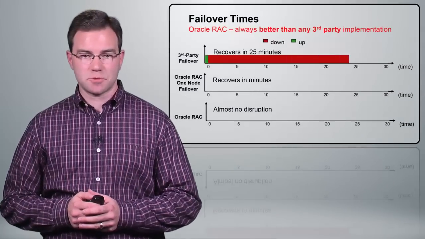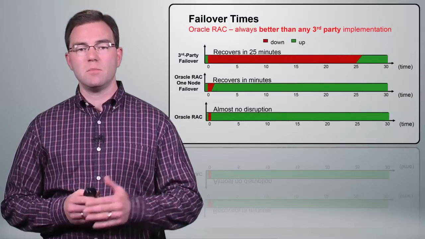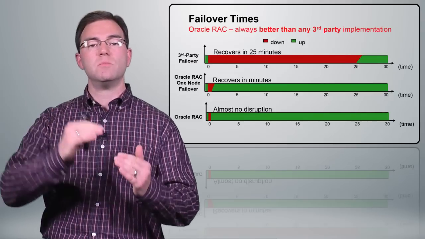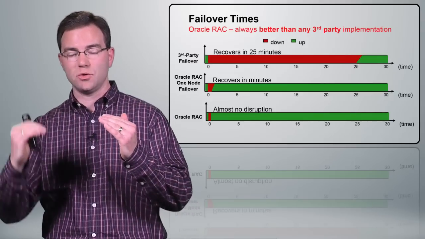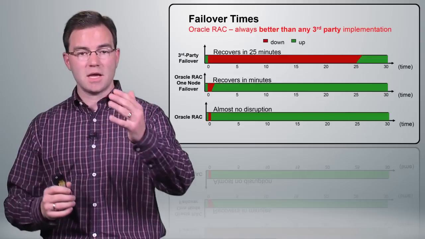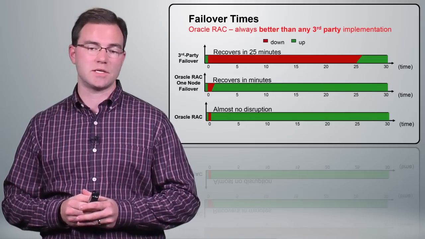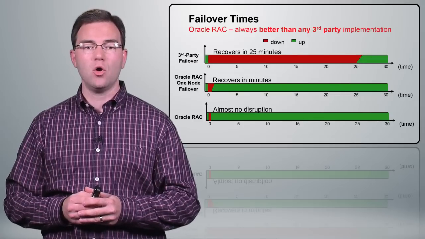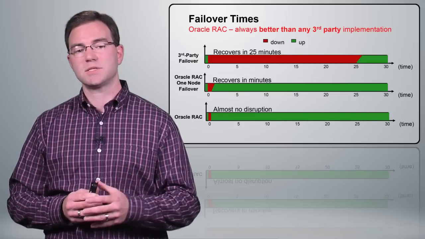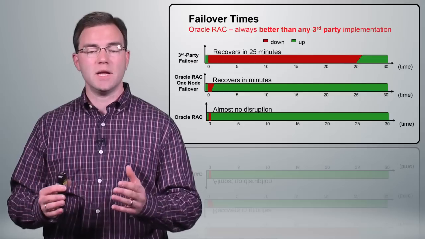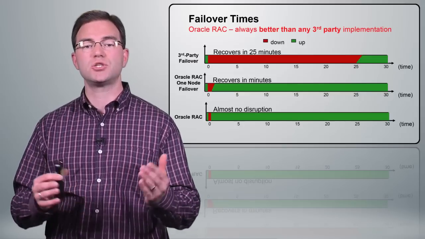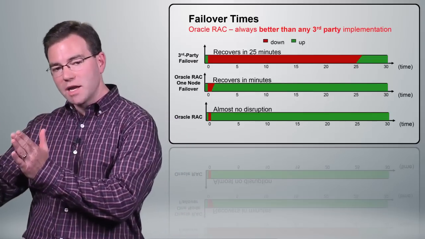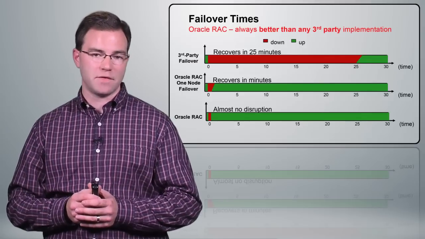From a failover times perspective, you can now see that the more you go up in the hierarchy, the more you standardize on Oracle RAC, the more you increase high availability and reduce failover times. As discussed, third-party failover solutions can take up to 25 minutes, depending on the environment and the workload, to fail over. Oracle RAC One Node, also as discussed, will take only a few minutes to restore the failed instance. In Oracle RAC, as you already have instances running, there's virtually no disruption in case of a failure.